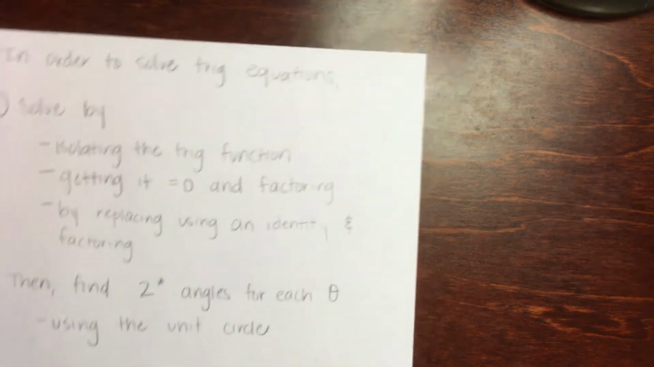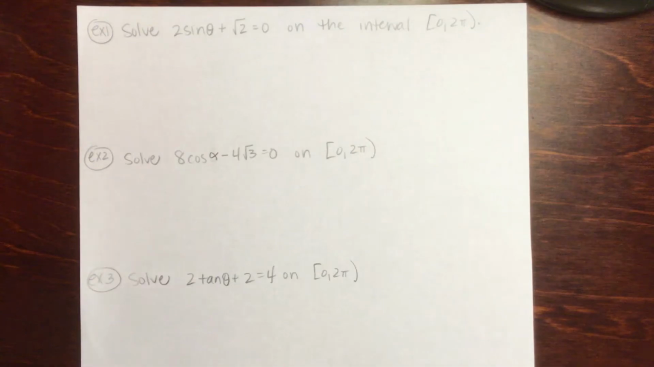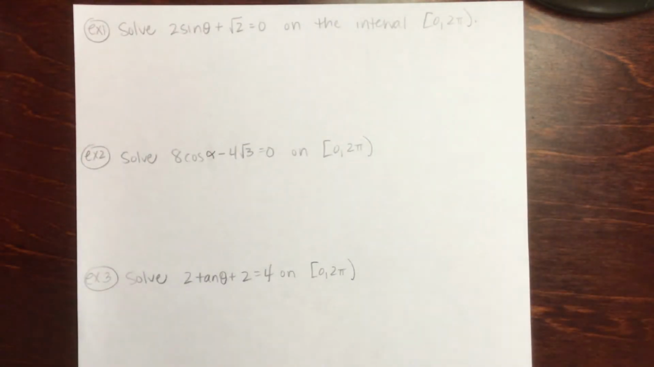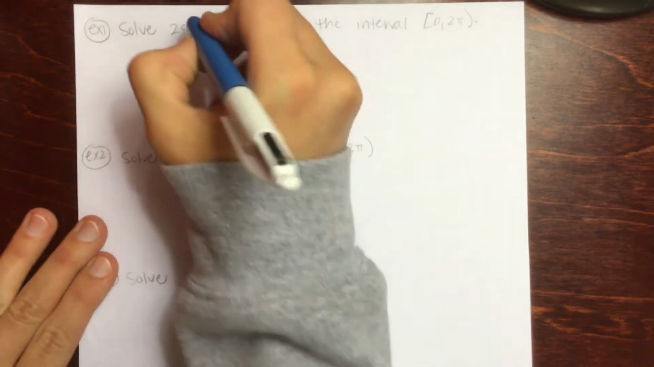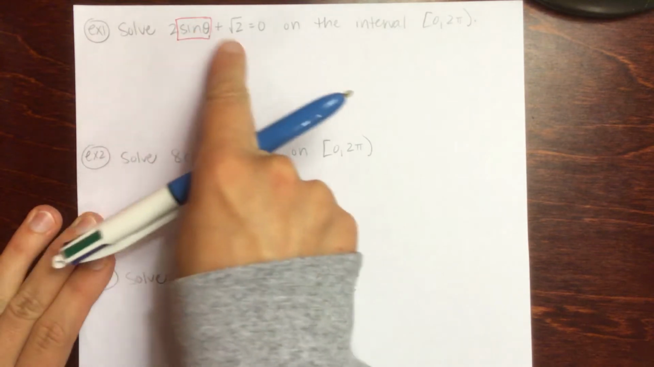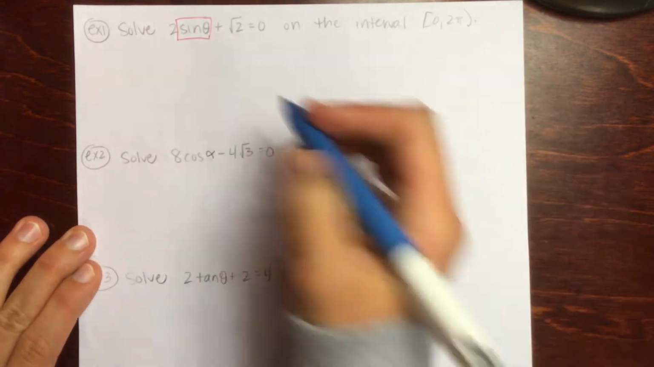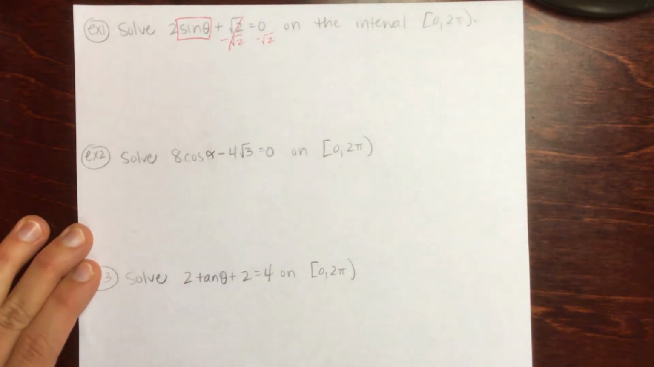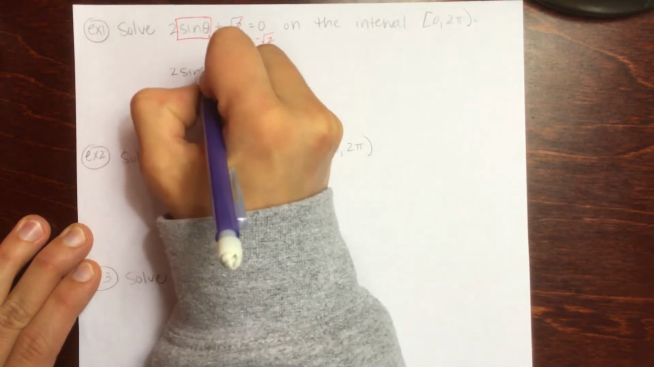All right, let's do some examples. Solve 2 sine theta plus square root 2 equals 0 on the interval 0 to 2 pi. Okay, so this is what I mean by solve to isolate the trig function. We have 1 sine theta in here, so we want to get this piece by itself, which means that I have to get rid of this 2 and this square root 2. So subtract your square root 2 over to the other side, and then we're going to divide by 2.